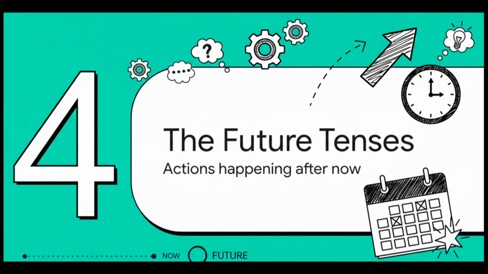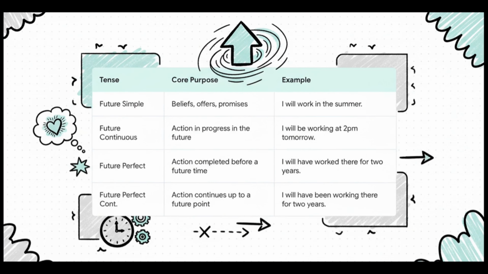Okay, we are halfway through, and you're doing great. Let's jump into the future column on our map and see what will happen. And would you look at that? The pattern holds true again. It's the same four types that we already know, just launched into the future. Future simple for promises, future continuous for an action that will be in progress at a future moment. You get the idea. This system is just so beautifully consistent.